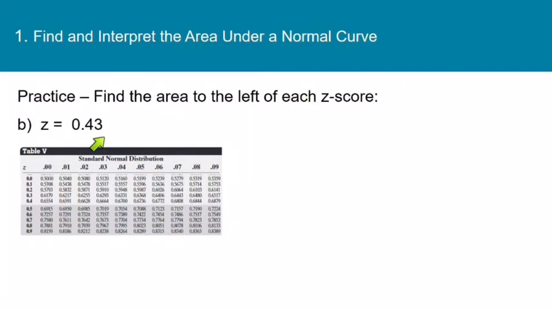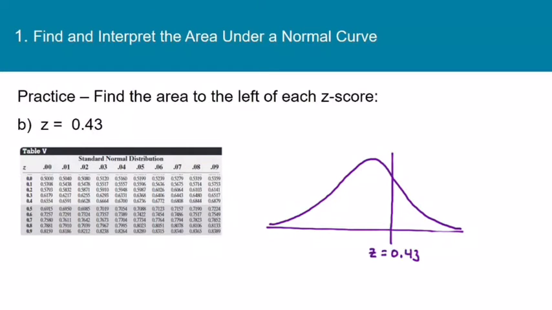0.43. So first sketch your standard normal curve. Positive 0.43 will be here to the right of center, but not quite to the inflection point. So I'll put it about there. And it asked us to find the area to the left, so I'm going to shade the area to the left. And now I can see from the shading that that is more than half of the curve. So I expect my area to be larger than 0.5.